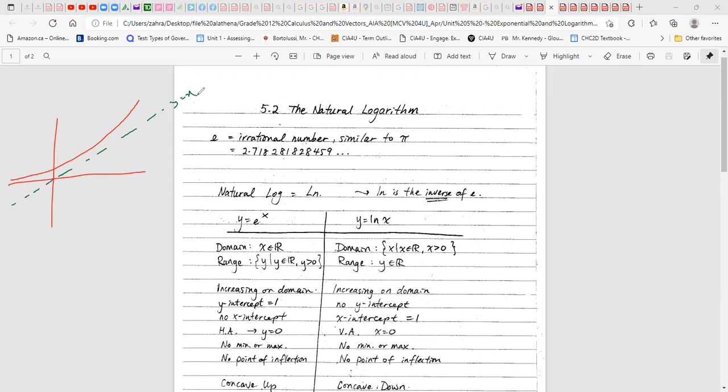If I do that, that would be my graph. So you just reflect that with respect to y equals x. Just to remind you, this one is y equals an exponential function. So this one is e to the power of x. Then what do we do for the inverse of that? You just switch x and y. So x is equal to e to the power of y.